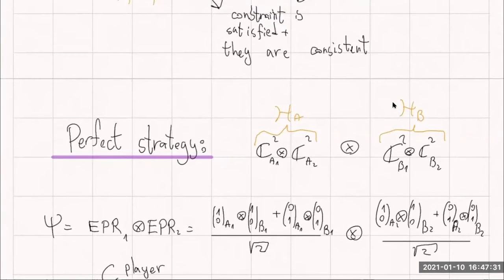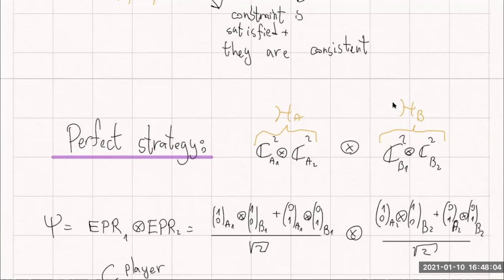And last time I just wrote you a perfect strategy. My claim was that there is a perfect strategy, meaning a way of defining a Hilbert space for Alice and a Hilbert space for Bob, choosing a unit vector inside the tensor product of these Hilbert spaces, and choosing measurements, actually projective measurements, onto subspaces in these Hilbert spaces, such that they win perfectly this game. So let's recall what the perfect strategy is.